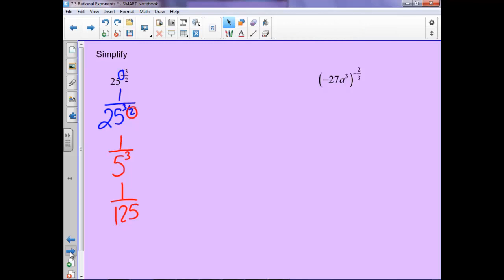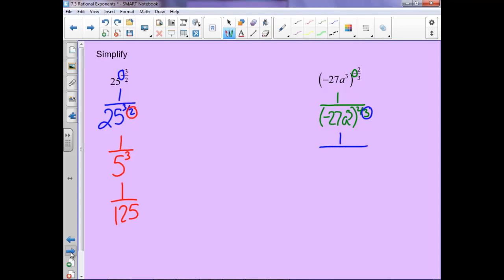Now this next one, same thing. Let's go ahead and take care of this negative. So we'll have 1 over this negative 27a cubed now to the positive 2/3. Once again, let's go ahead and do the cubed root. So the cubed root of negative 27 is negative 3. And the cubed root of a cubed is a, but we still have all of this squared. So we'll have 1 over 9a squared.